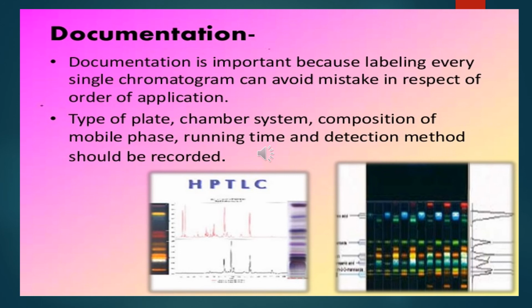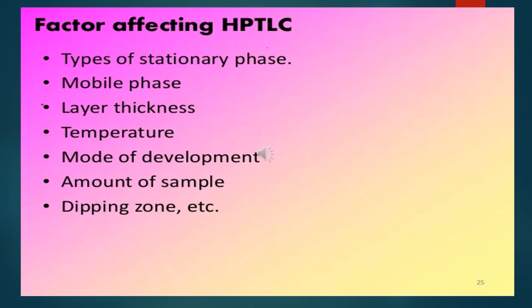Documentation. Documentation is important because labeling every single chromatogram can avoid mistakes. The order of application, type of plate, chamber system, composition of mobile phase, running time and detection method should be recorded. Factors affecting HPTLC. The following factors affect HPTLC: type of stationary phase, mobile phase, layer thickness, temperature, mode of development, amount of sample, dipping zone, etc.